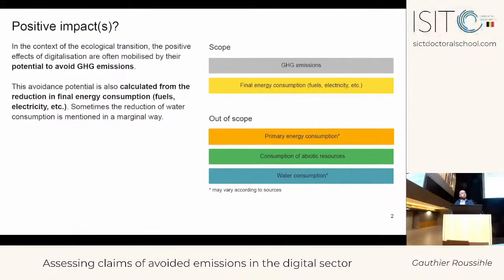So when we talk about positive impacts, we actually only look most of the time at GHG emissions. The scope is basically linked to final energy consumptions, fuels, electricity, and the GHG emissions that are linked to that. So it's also a focus on use phase rather than manufacturing or end of life, which is quite normal in this field. And so it means that out of the scope, we are mostly taking out the primary energy consumption, abiotic resources and water consumption, which are normally the things you are looking for when you are doing a life cycle assessment on any ICT service or product. So when we talk about positive impacts, we are actually just talking about GHG emissions. That's the first reduction that we have to operate when we are looking at that.